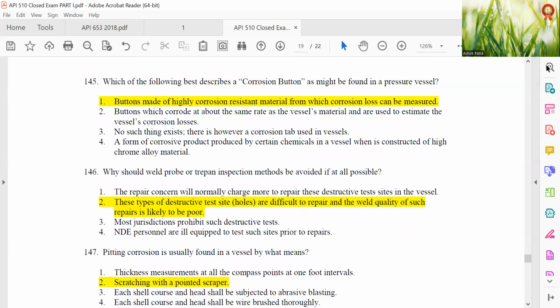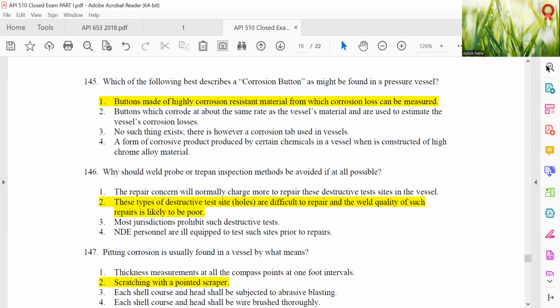Which of the following best describes a corrosion bottom as might be found in pressure vessels? Bottoms are made up of highly corrosion resistant material from which corrosion loss can be measured. Why should weld probe or trepan inspection methods be avoided if at all possible? These types of destructive test sites are difficult to repair, and the weld quality of such repair is likely to be poor.